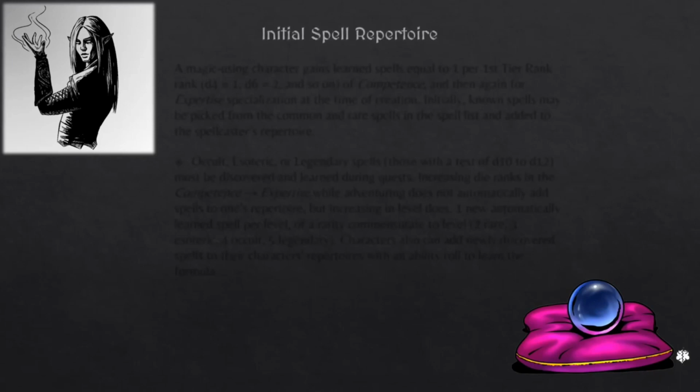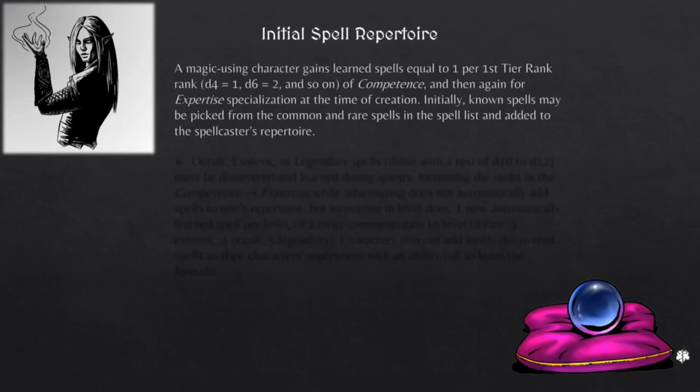Remember Nathal? Here's his initial spell repertoire. A magic user character gains learned spells equal to 1 per first tier die rank, that is of competence, and then again for expertise specialization at the time of creation. Initially, known spells may be picked from the common and rare spells in the spell list and added to the spellcaster's repertoire.